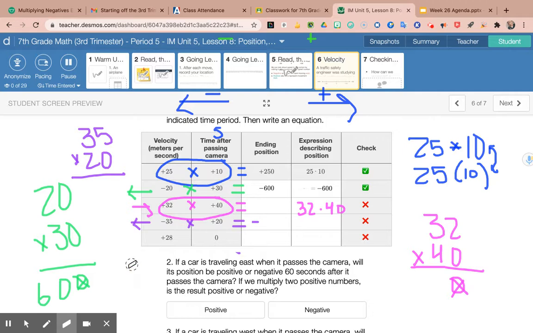So this one the answer will be negative. So whatever you get when you multiply, just put a little negative to show that the car is going left. Again, my expression is negative 35 times 20. So you would write negative 35 times 20.